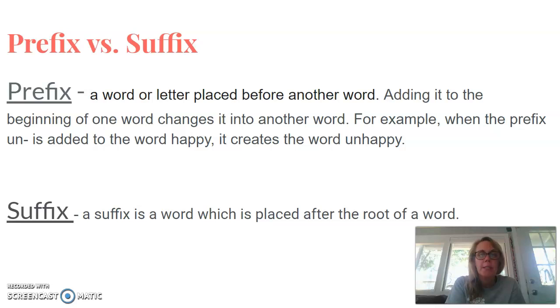Let's review prefix and suffix. A prefix, if you remember from yesterday, is a word or letter placed before another word. Adding it to the beginning of one word changes it into another word. For example, when the prefix un is added to the word happy, it creates the word unhappy, which has two very different meanings. A suffix is a word part which is placed after the root of a word, which is what we are studying this week.